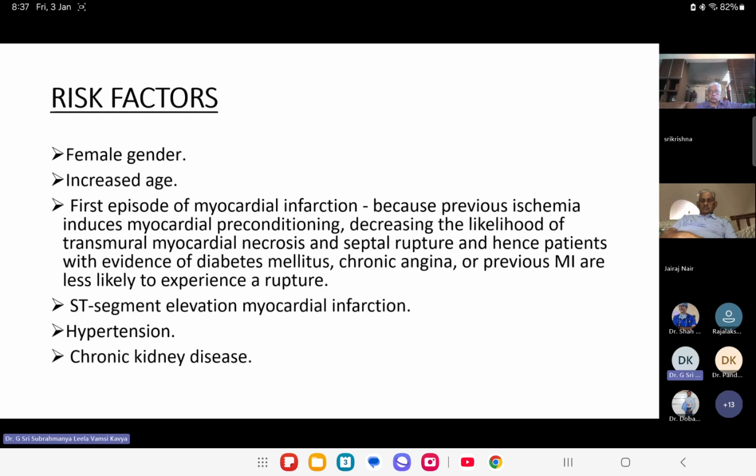Risk factors: female gender, increased age, first episode of myocardial infarction, because previous ischemia induces myocardial preconditioning, decreasing the likelihood of transmural myocardial necrosis and septal rupture, and hence patients with evidence of diabetes mellitus, chronic angina, or previous MI are less likely to experience a rupture. Others are ST segment elevation myocardial infarction, hypertension, and chronic kidney disease.